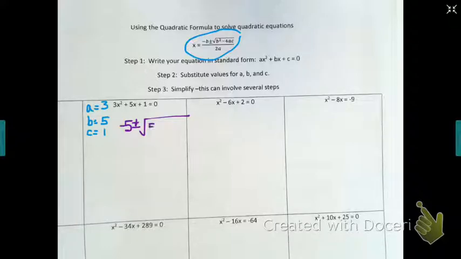So B squared is 5 squared minus 4, because 4 is in the formula, AC. So A is 3, C is 1. Over 2A, so over means divide. 2A is 2 times 3.